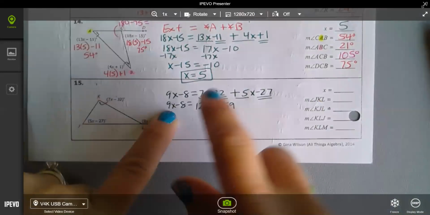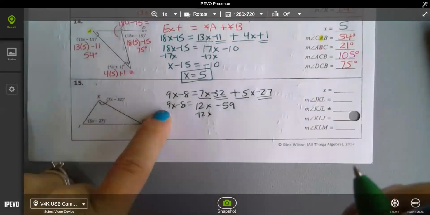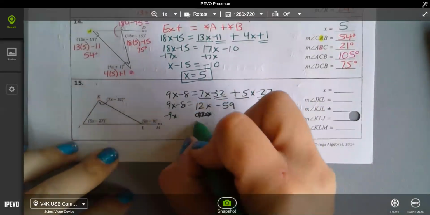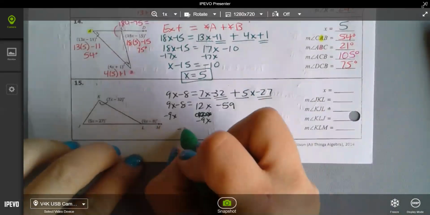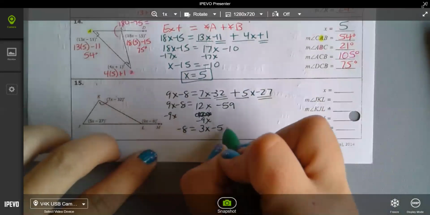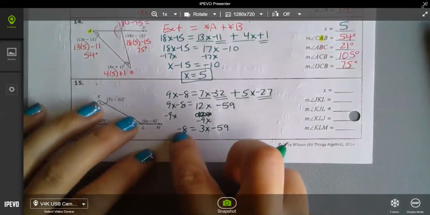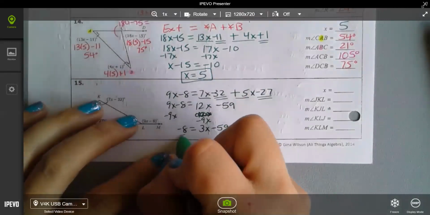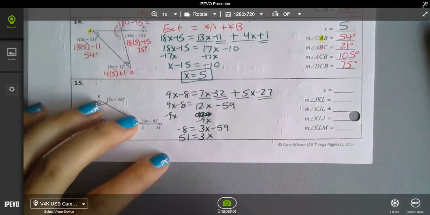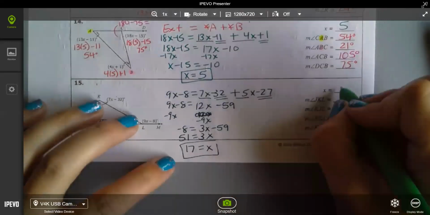X is on both sides. I'm moving the smaller one, so I'm subtracting 12. Oh, I'm sorry. I thought that was a 19 for some reason. 9 is the smaller, so I'm going to be subtracting 9x on both sides. So negative 8 is equal to 3x minus 59. And then I'm adding 59 on both sides. So negative 8 plus 59 is a positive 51. And then I'm dividing by 3. 51 divided by 3 is 17.